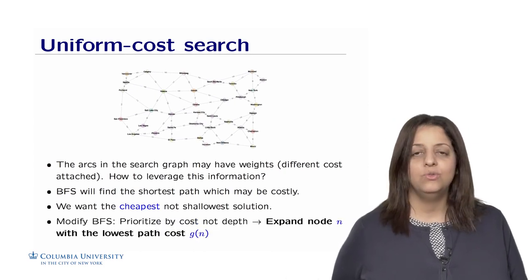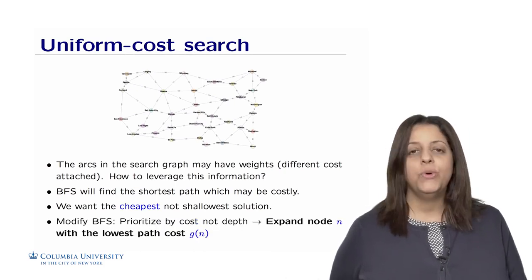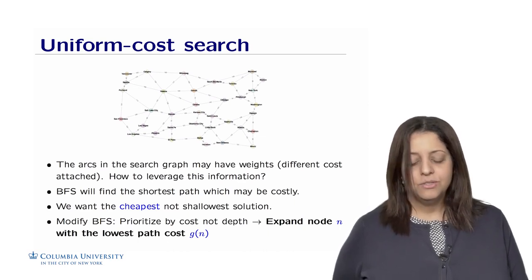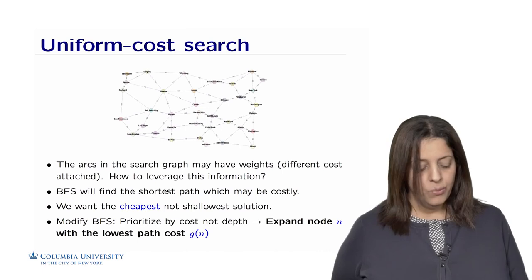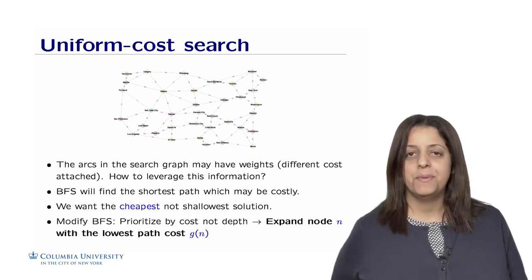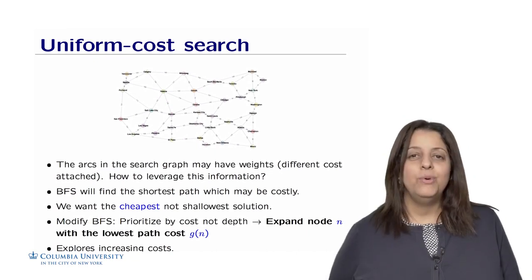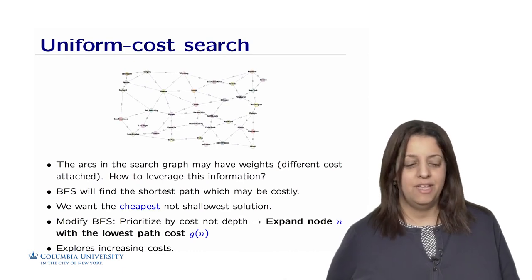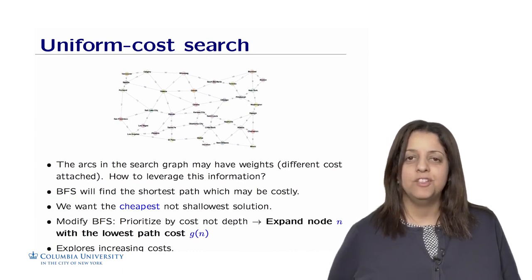So the idea then is to modify BFS to prioritize by cost rather than by depth, which means we are going to expand the node n with the lowest path cost, which we call g(n), rather than expanding it by the depth of the node. The approach is then to explore by increasing cost rather than by increasing depth, as done by BFS. This method is called uniform cost search.